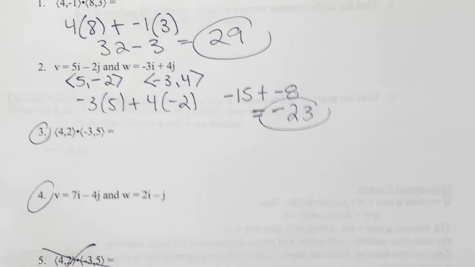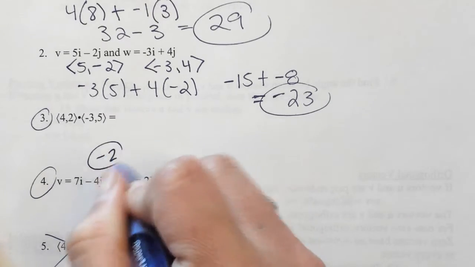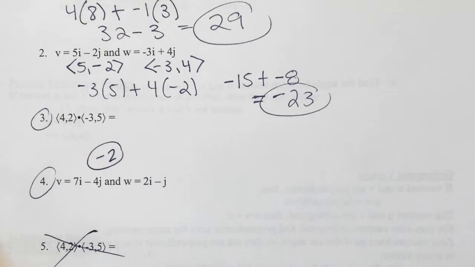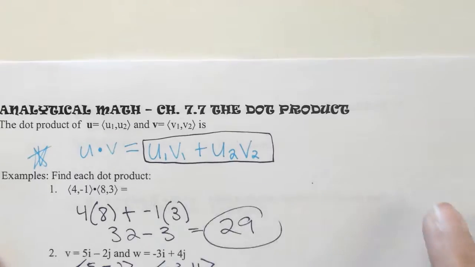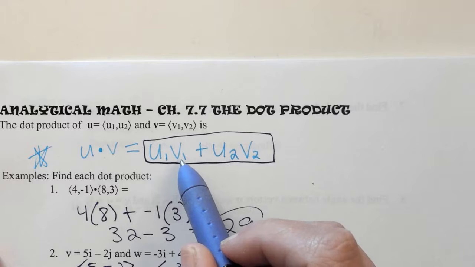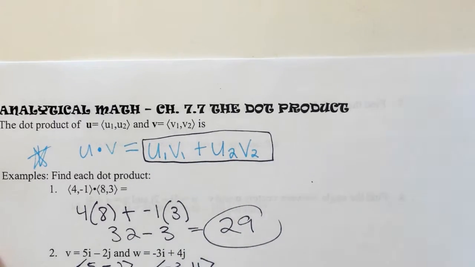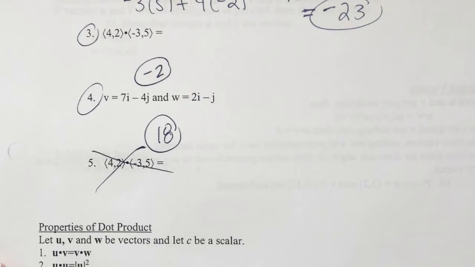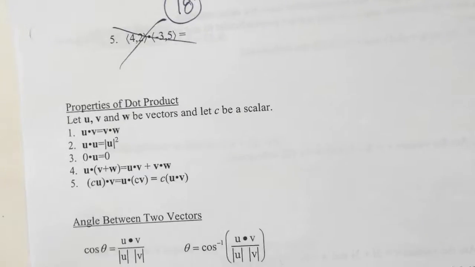Alright, anybody want to share their answer for number 3? I got negative 2. Very good. Anybody want to share their answer for number 4? I got 8. Very good. Yeah, it's just pretty much X1 times X2 plus Y1 times Y2. Doesn't really matter about the letters. Do I need to go over these by hand? Everybody good? Sweet. Okay. The next thing, skip these properties.